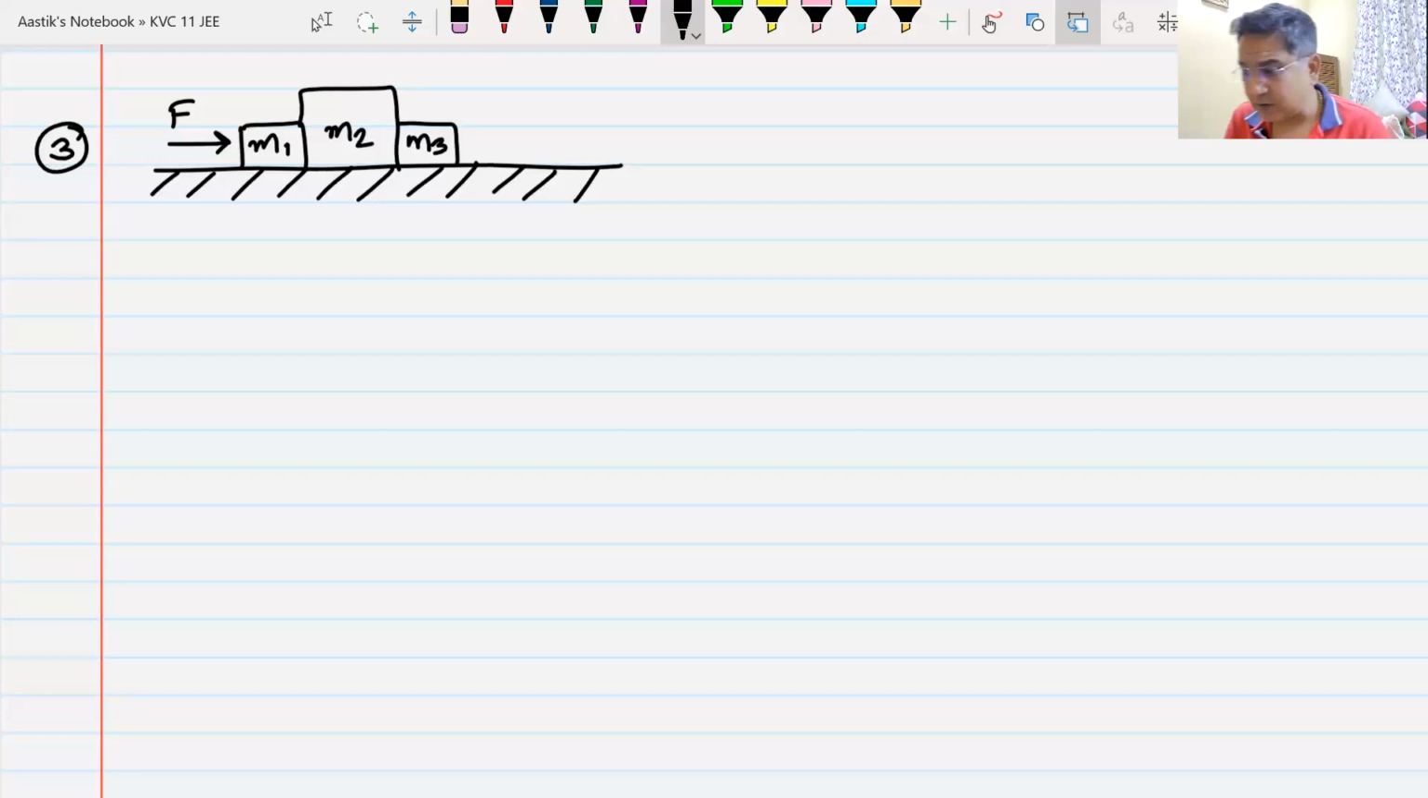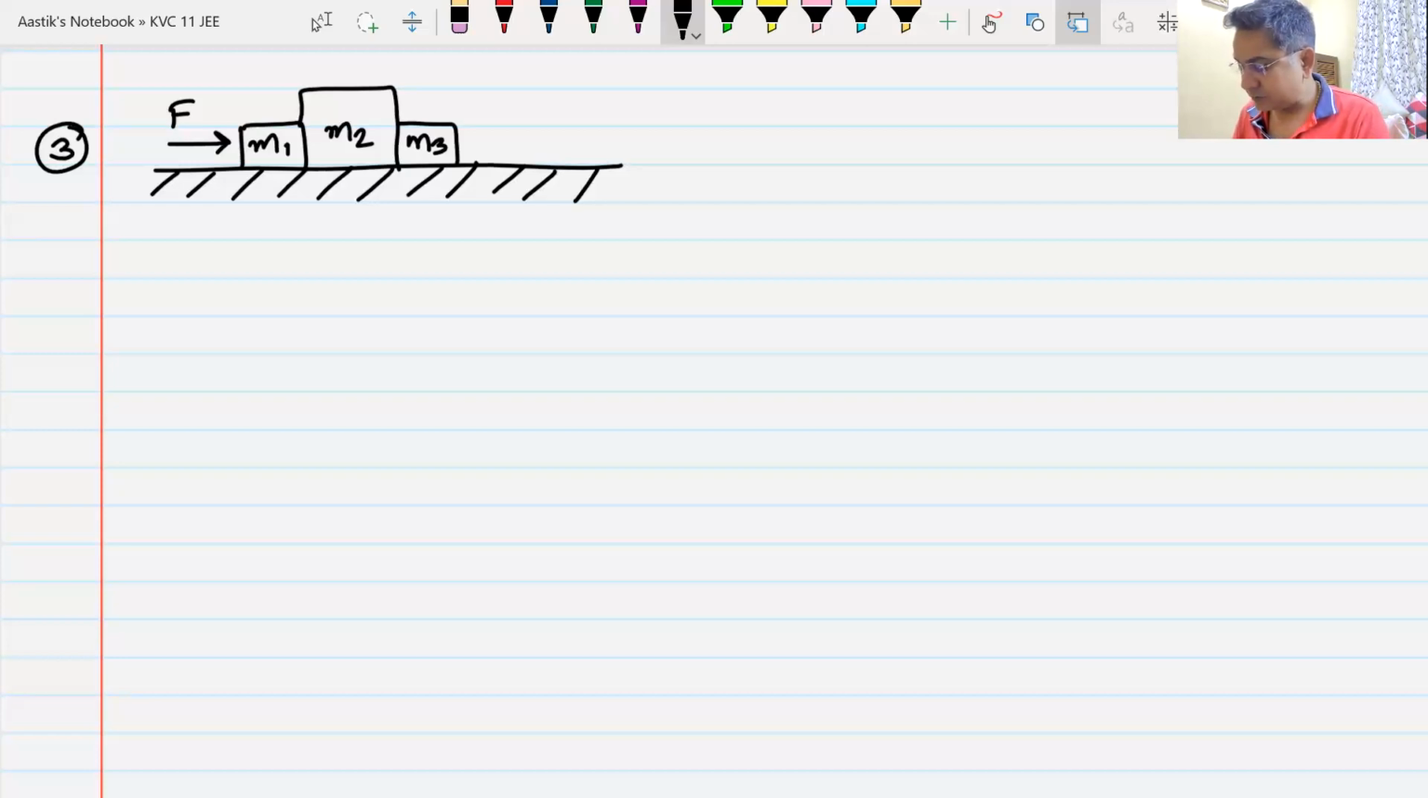Okay, how do you find out the forces between the two blocks? Now, anyone, any idea? Okay, let me start with the very basic, and then I will try to make some sense to tell you how you can do it.